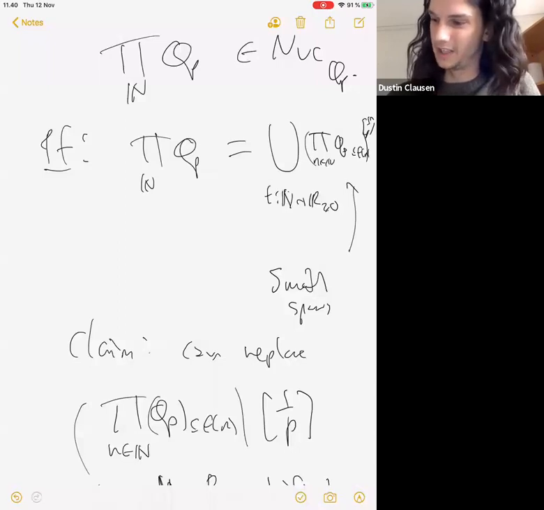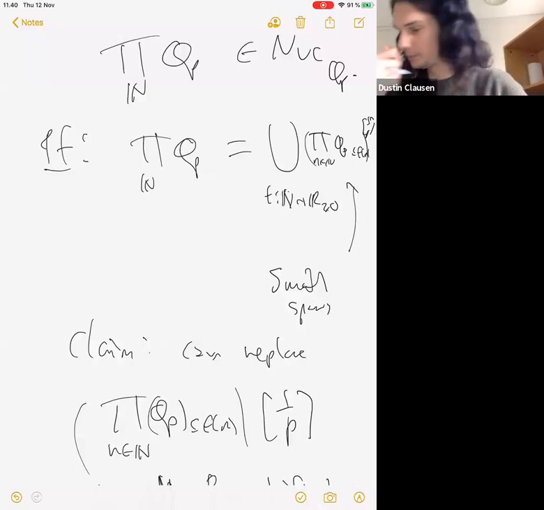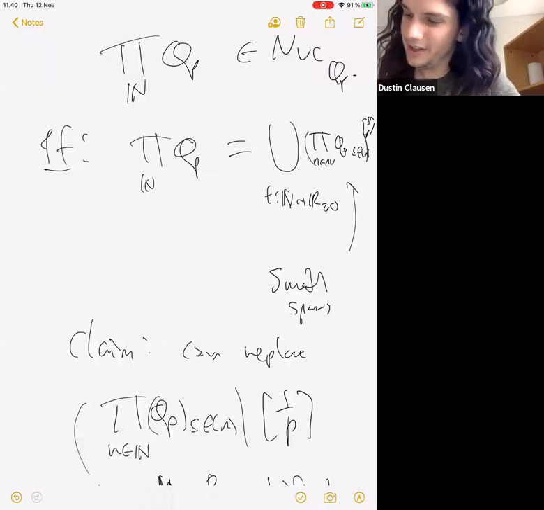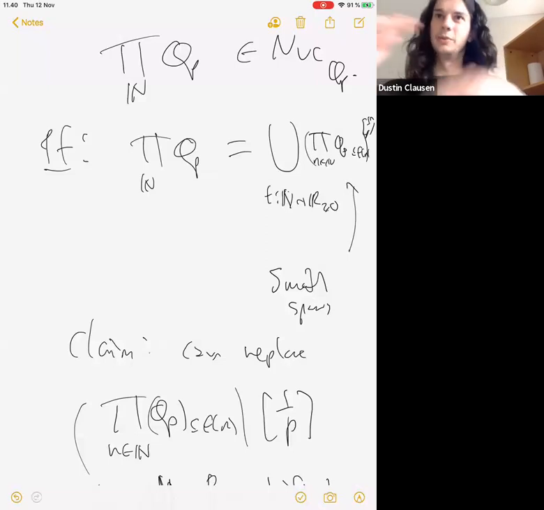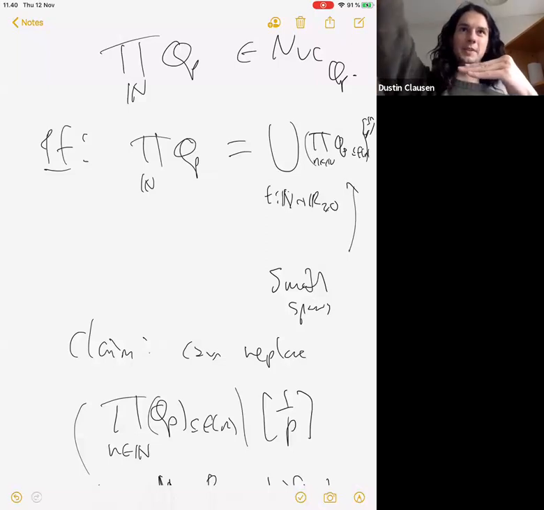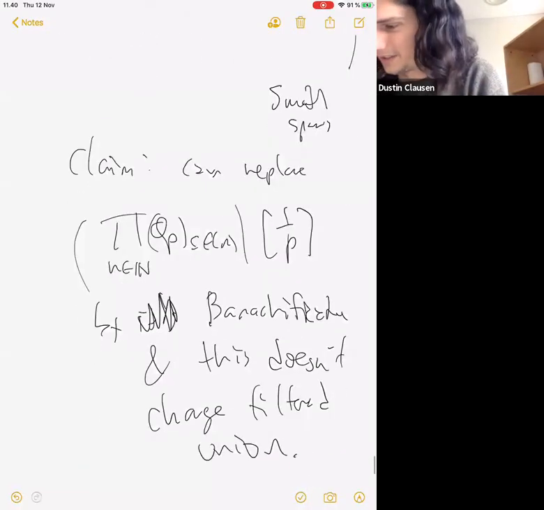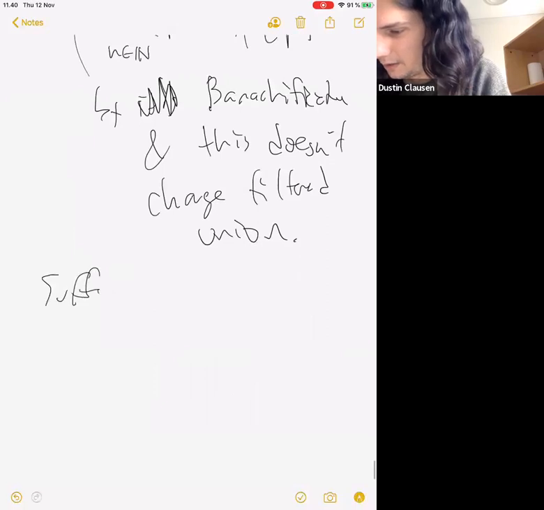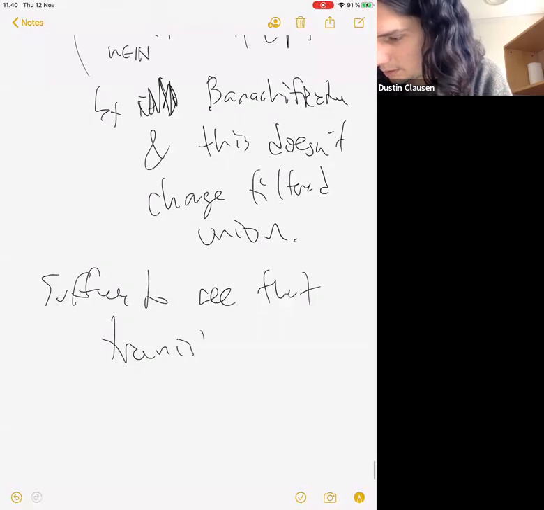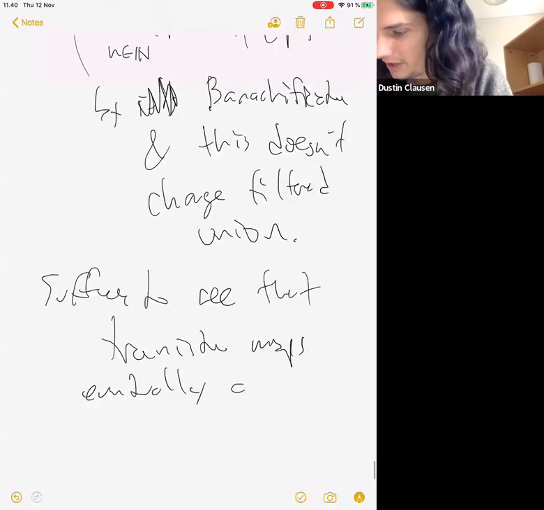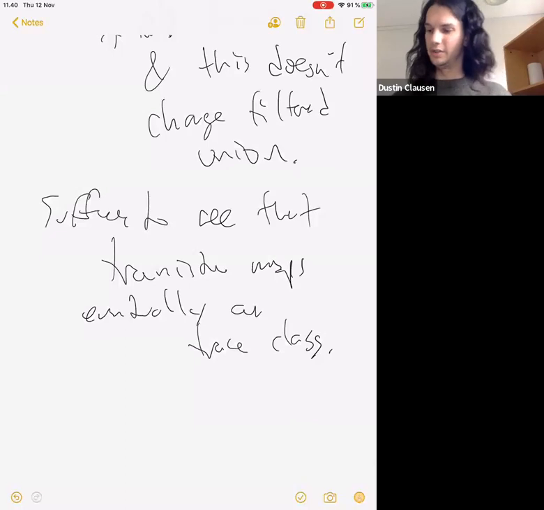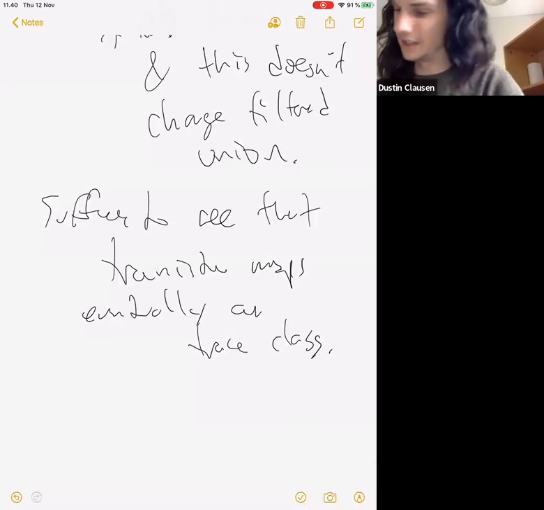And for that, it suffices to see that a Smith space, when you go along these transition maps in this sequence, that the transition maps eventually are trace class. Or there's a cofinal collection of transition maps for this colimit which are trace class.